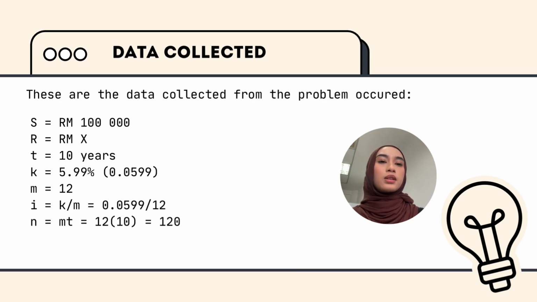This will be the data that we have collected from the problem earlier. First we have the future value amount, which is S, RM100,000. Next we have R, which is the monthly payment that we need to find. Next we have T, which is 10 years, and the interest given was 5.99%, which is the K value, and we have the M value, which is compounded monthly, equal to 12. Next we have I, which is K divided by M, equal to 0.0599 divided by 12. And the last one will be the N value, which is M multiplied by T, equal to 12 multiplied by 10, equal to 120. So our N value would be 120.